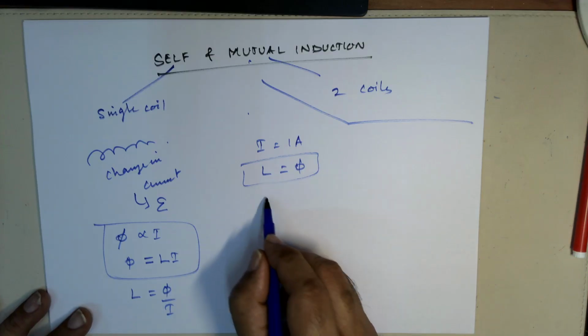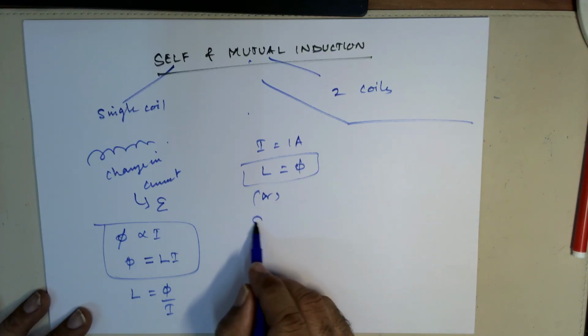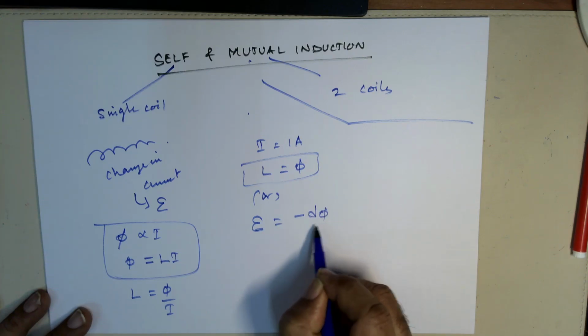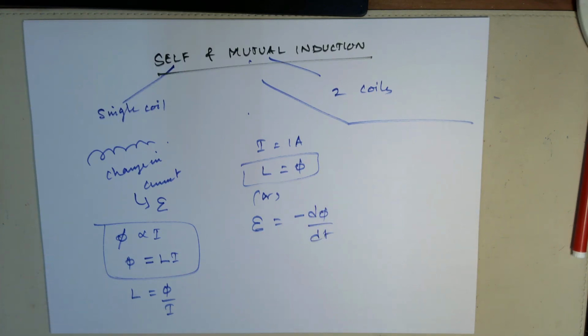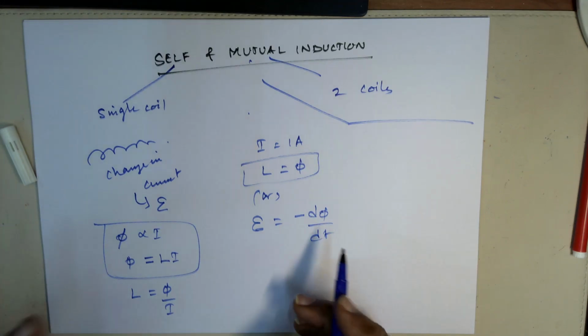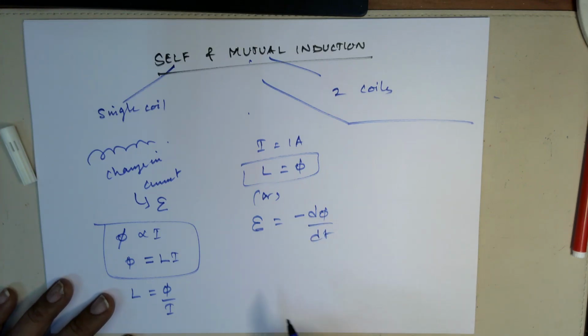And we were talking about these induced EMFs. So we can call it E is equal to minus d phi by dt, where the rate of change of flux is represented by d phi by dt. So this is the minus that we already discussed according to Lenz's law.